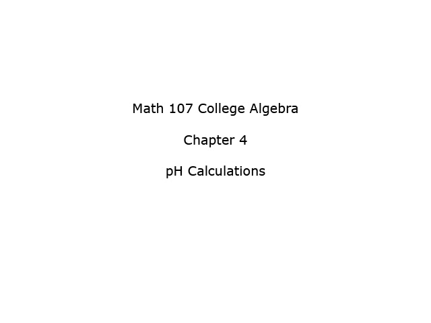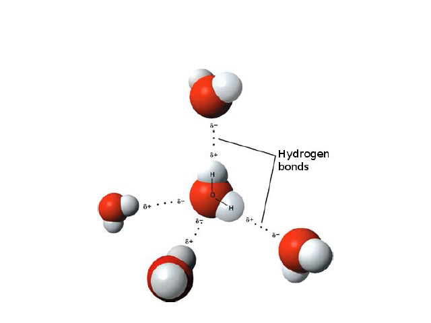This is a lecture on pH calculations for Chapter 4, Math 107. This diagram of a water molecule can give you a little background as to what pH is actually measuring.